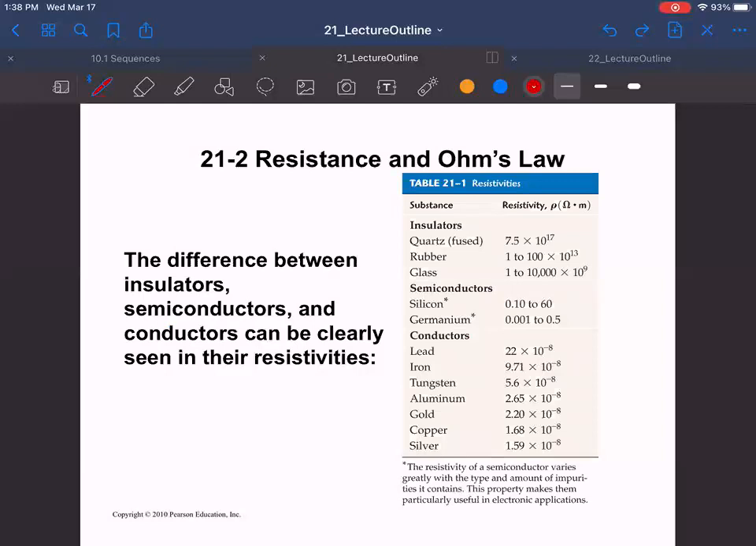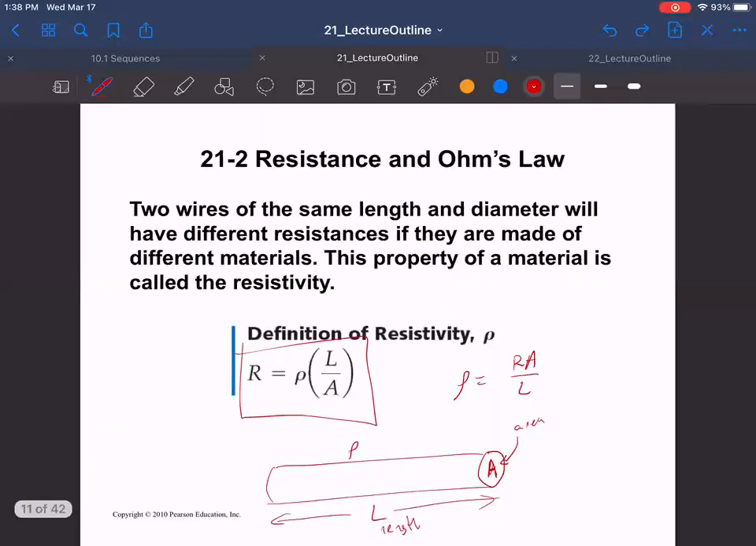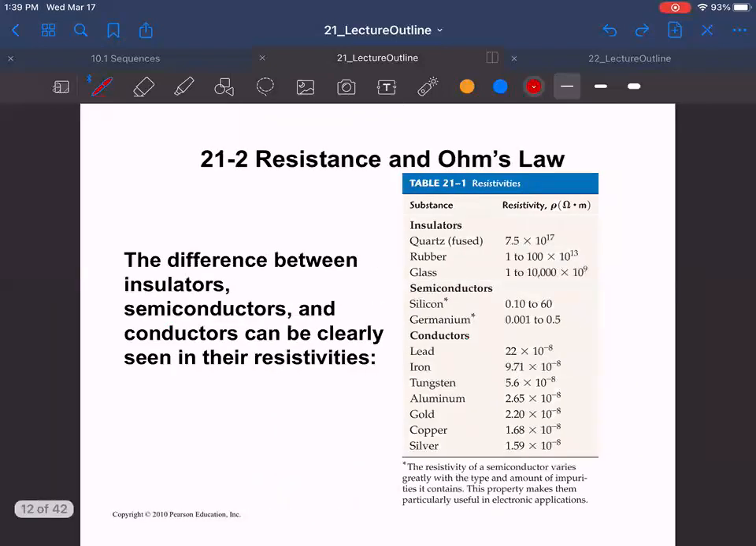So resistivity is resistance times area over length. What would the units be? An ohm meter. Area over length would give us just a meter left, and then the resistance is in ohms. Okay, which I guess we have right there, ohm meter.